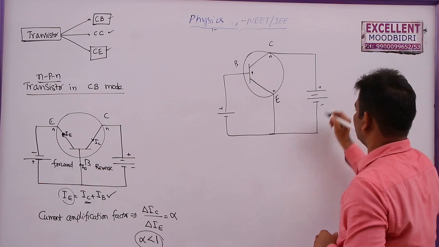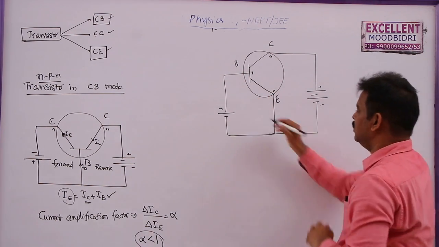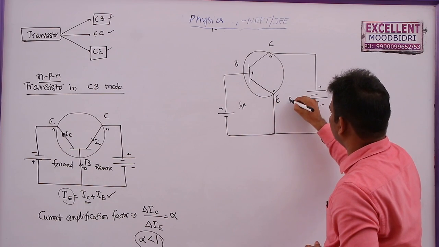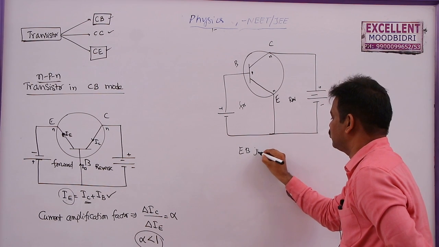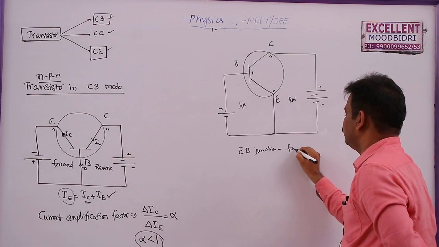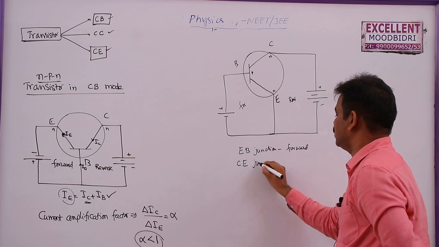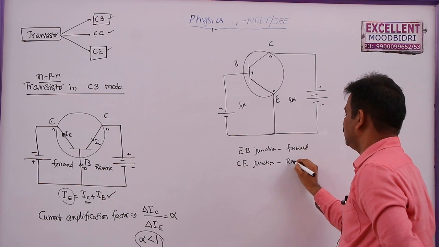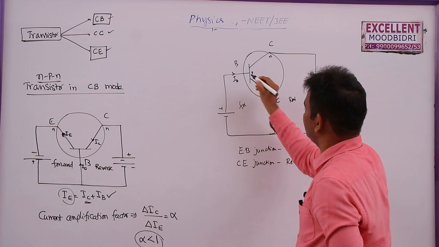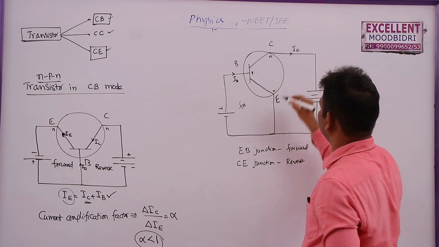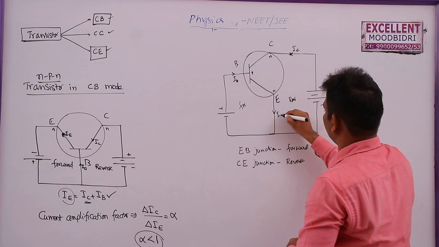So this is the circuit. This is common here, that means emitter is common for both input and output. This is connected in forward bias, and this one is connected in reverse bias. So the emitter base junction is in forward bias, and the collector emitter junction is in reverse bias. In this, the input current is IB, output current is IC, and these two will combine to give IE.